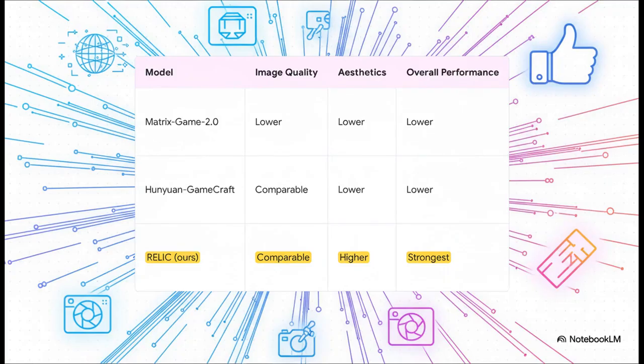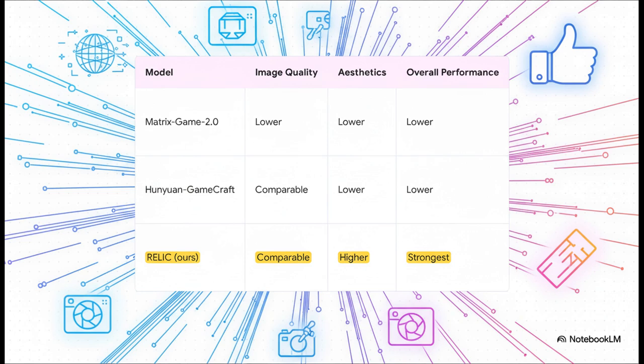Okay, first up, let's look at the quantitative results, the hard numbers, from a benchmark called vBench. And the results speak for themselves. RELIC comes out on top with the strongest overall performance. But here's what I find really interesting. Its raw image quality is pretty similar to its main competitor, Hunyuan GameCraft.